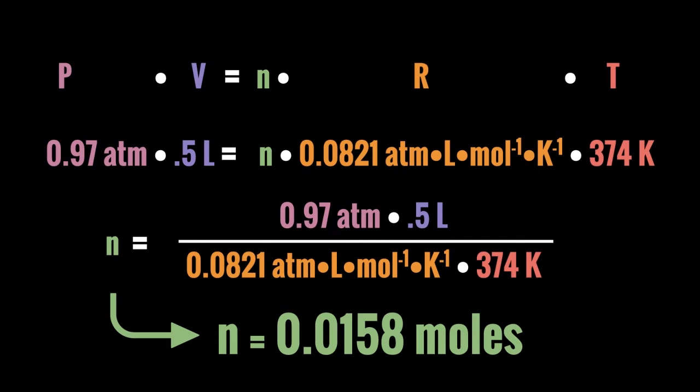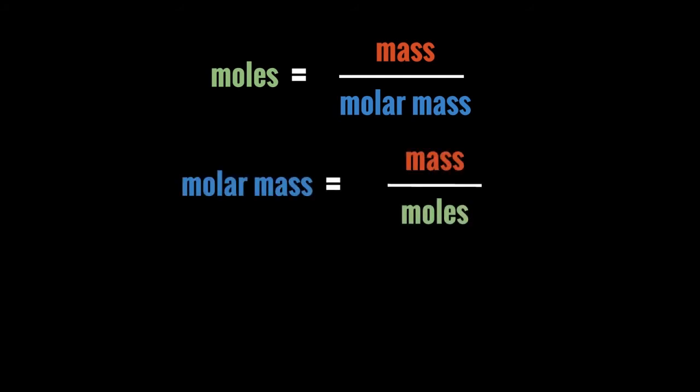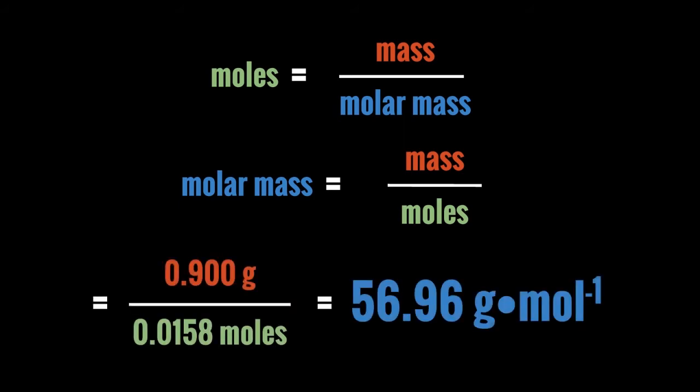Well, that's not what the problem's asking for. The problem's asking for the molar mass. We only have the moles. Right. Well, thankfully, in the problem, we got the mass. We know for a fact that moles is the mass over the molar mass. From that, we can find out that the molar mass is equal to mass over moles. Well, why is that useful? Well, we have the mass, we have the moles, we divide them, we get the answer: 56.96 grams per mole.